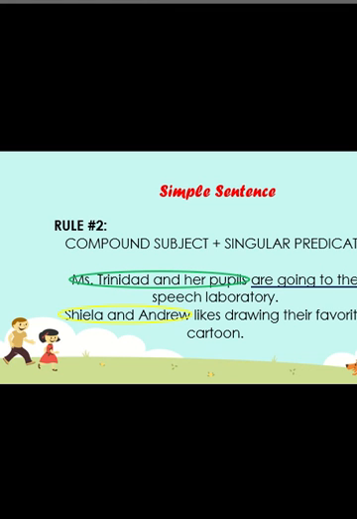Okay, and for the second example, we have Sheila and Andrew likes drawing their favorite cartoon. We have Sheila and Andrew as the compound subject. They are two. That's why they are considered as compound subject. Dalawa sila, tama? Dalawa. Okay, very good. And they like drawing their favorite cartoon, and that is singular predicate. Okay.